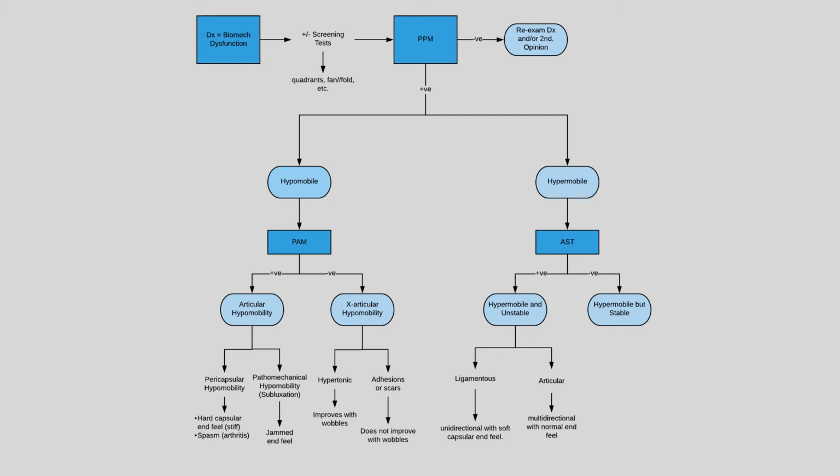The hypomobility can be articular or extra-articular. Do the arthrokinematic test, and if the arthrokinematic is missing, that is the PAM is positive, it is articular and not extra-articular. The end-feel will tell you which, but in all probability it will be a pathomechanical hypomobility. If the PAM is negative, then wobble, that is, perform gentle mobilizations of the joint for a few seconds and retest the PPM. If this is now negative, the problem is one of hypertonicity, and you need to find out what is causing it.